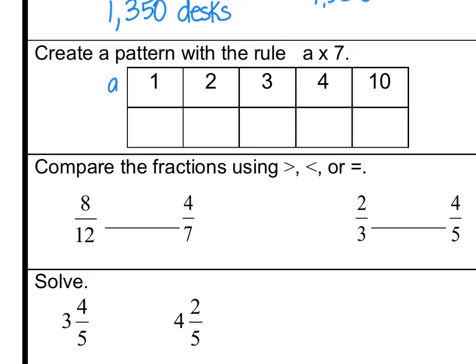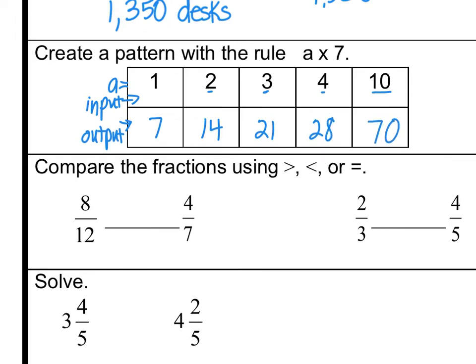So this top row represents what our A will stand for. And in the first one, so this is like the input, okay? And this is what's going to come out after we apply the rule. This is the output. So 1 times 7 is 7. For 2, 2 times 7, that'd be 14. 3 times 7, 21. 4 times 7, 28. But look, 10 times 7, 70.